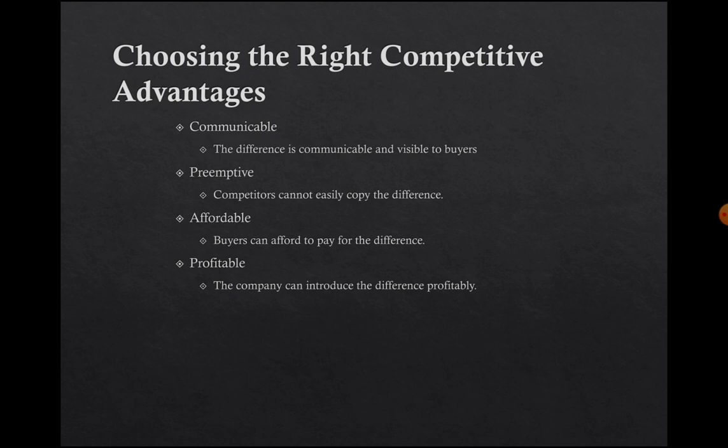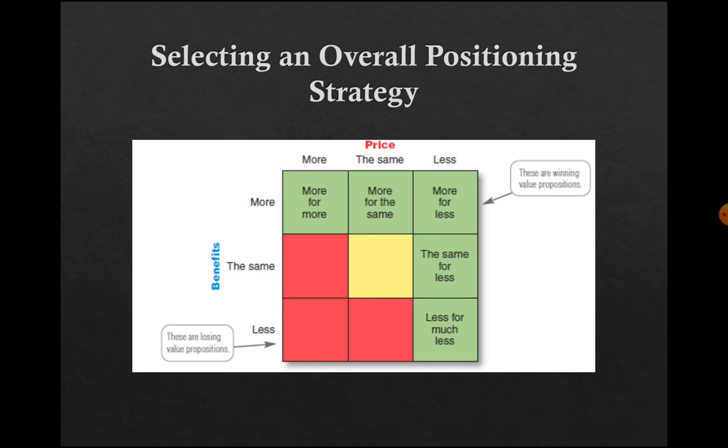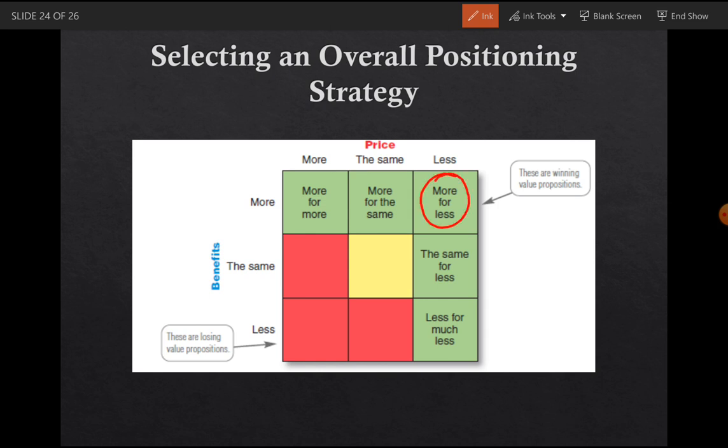and affordable to the people. Again, in the last lecture, I discussed what sort of capital you would require if you are offering to a niche market or a mass market, and what sort of price you're going to offer to the mass market or the niche market. So when we see the overall positioning, the benefits and the price, in this sort of chart, your win-win situation is more for less, right? And more for more, or less for less, is not a win-win situation. It's basically the losing value proposition.